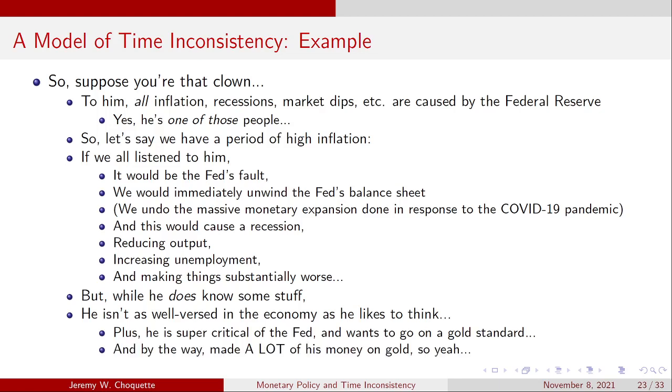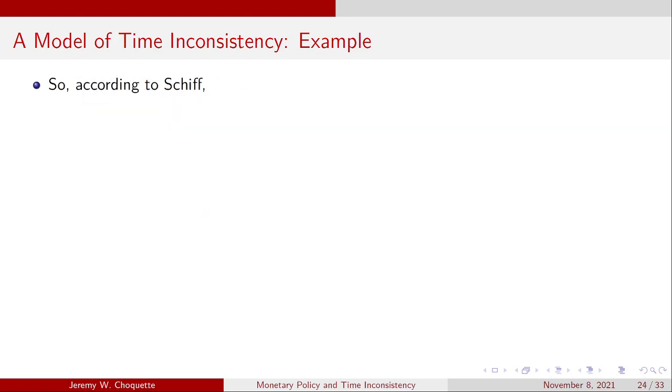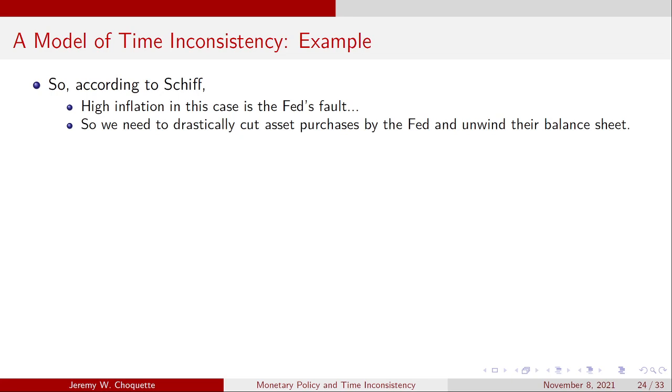And of course, he wants to go on a gold standard, but hilariously, he made a lot of his money on gold. So yeah, there's no conflict of interest at all here whatsoever. But according to this guy, Peter Schiff, high inflation in this case is entirely the Fed's fault, nothing else. So we'd have to drastically cut asset purchases by the Fed and unwind their balance sheet.